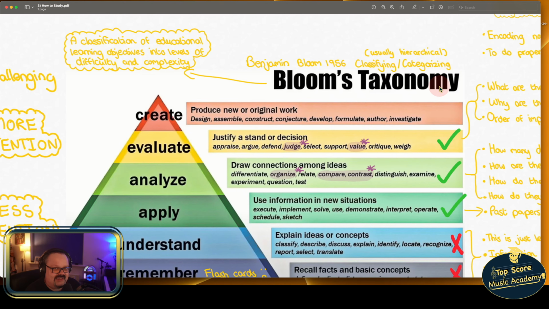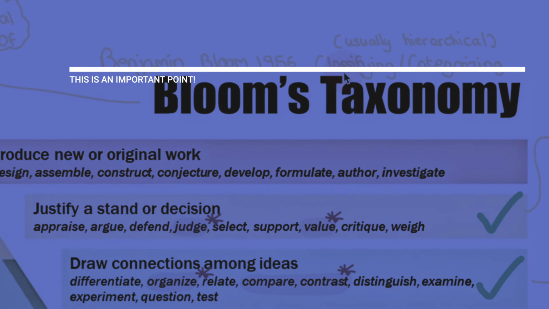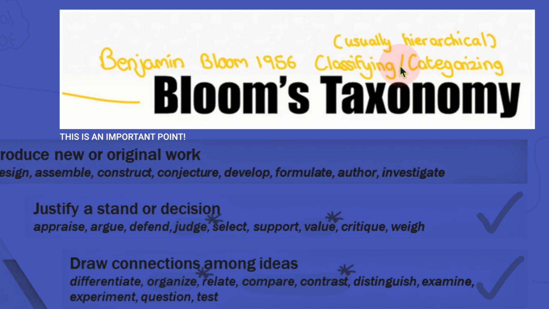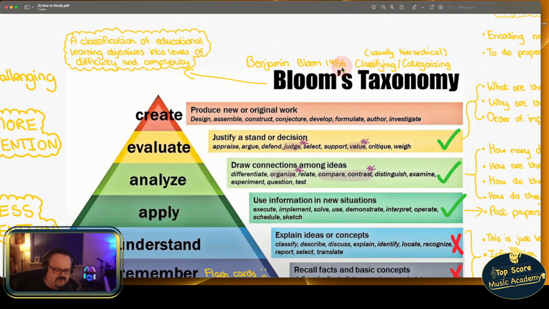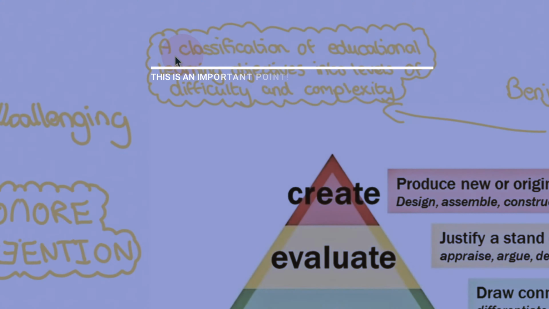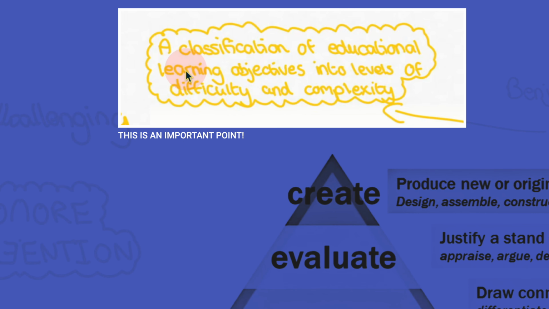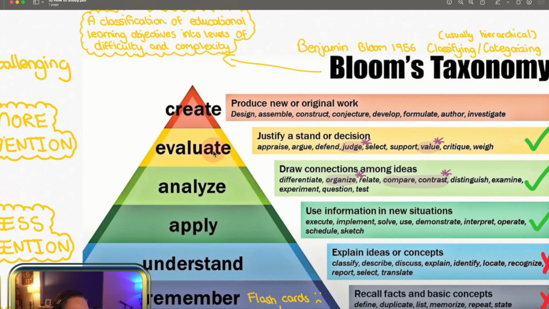When we talk about taxonomies, guys, a taxonomy is just a way of classifying or categorizing information, and it's usually a hierarchical way of doing it. And who's Bloom? Bloom is a guy called Benjamin Bloom. He came up with this idea in 1956. There was an updated version from about 2001 onwards, but it's more or less the same, so that's the latest version we're using here. He came up with a classification of educational learning objectives into levels of difficulty and complexity. We'll go through each of them.